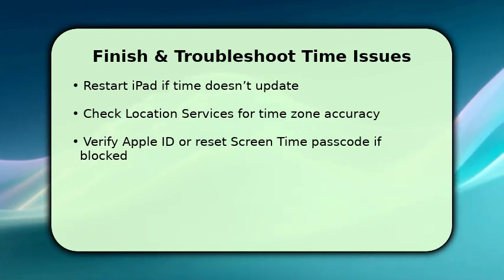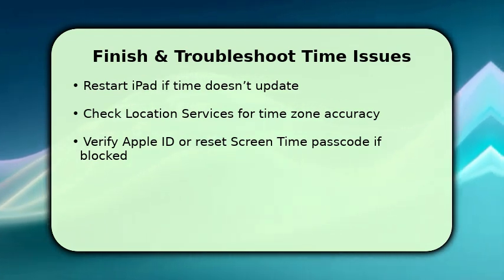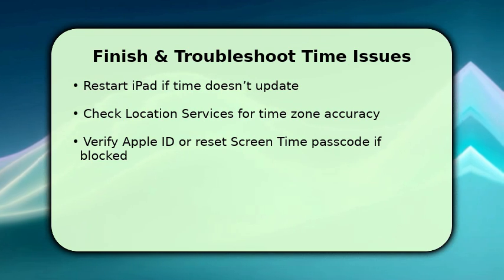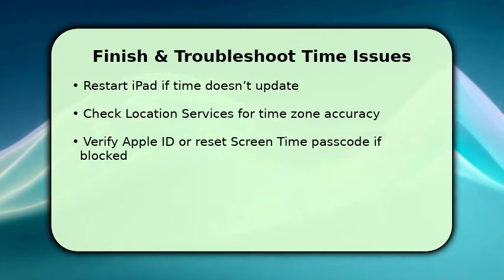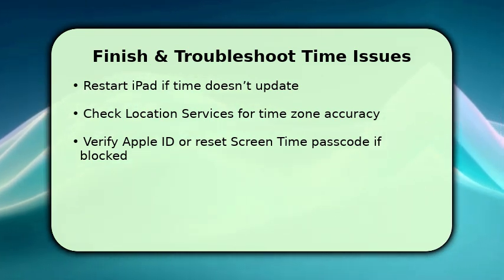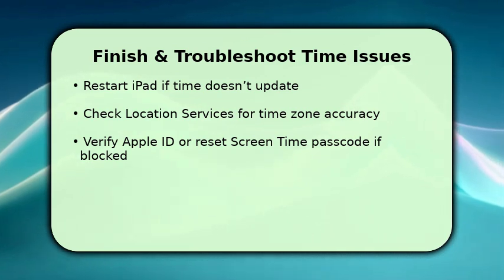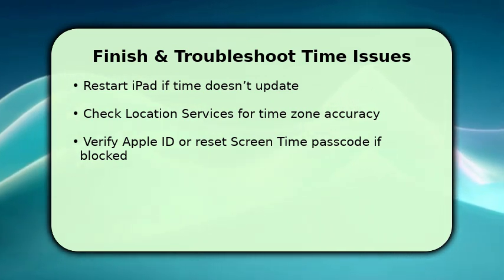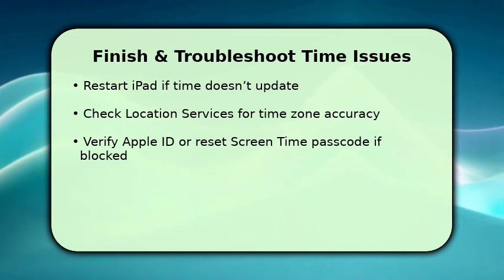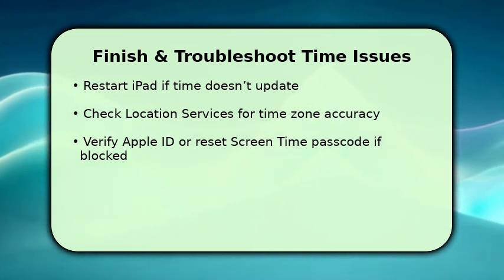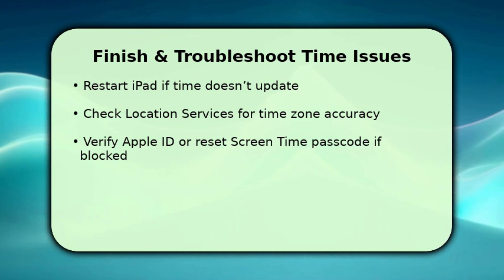If automatic time zone still misbehaves, enable location services for system services so the device can detect your region. Alternatively, set the zone manually. If screen time block changes, sign in with the Apple ID used for screen time or reset that passcode via Apple's recovery if needed. If problems persist, a system update often fixes sync.